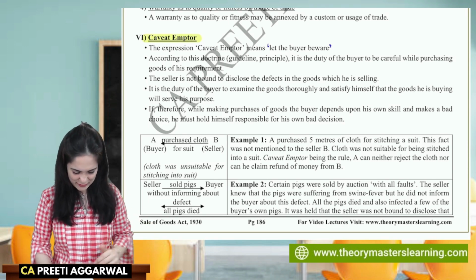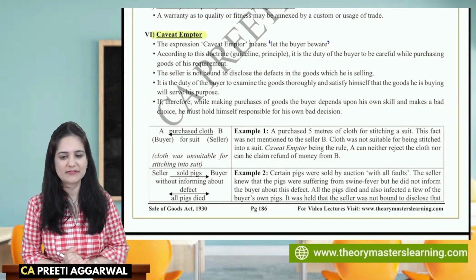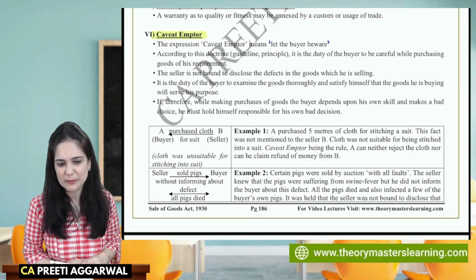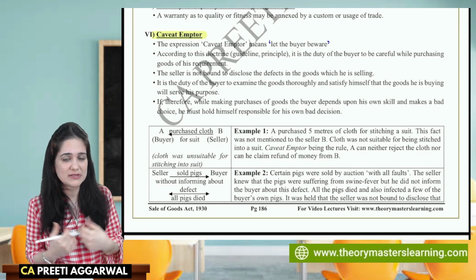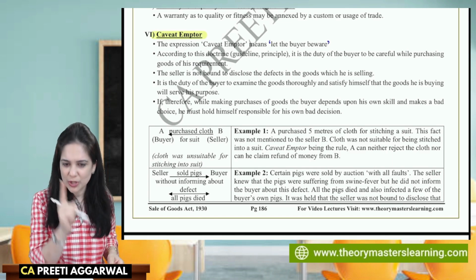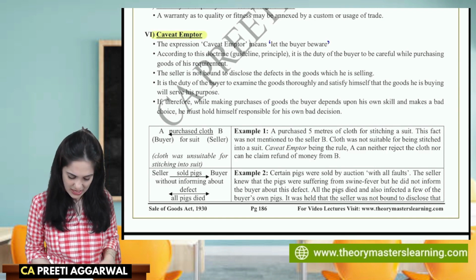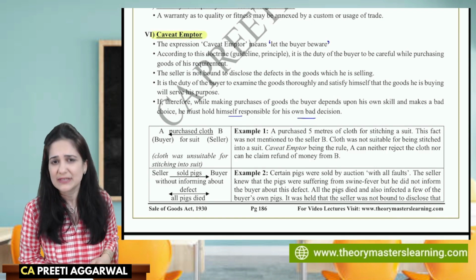It is the duty of the buyer to examine the goods thoroughly and to satisfy himself that the goods which he is buying will serve his purpose. So therefore, while making the purchase of goods, the buyer must rely on his own skill, and if he makes a bad choice, then in that case, he will have to hold himself responsible for his bad decision.